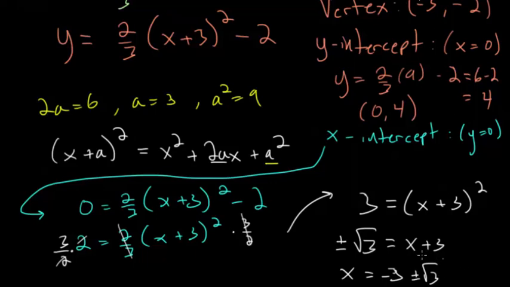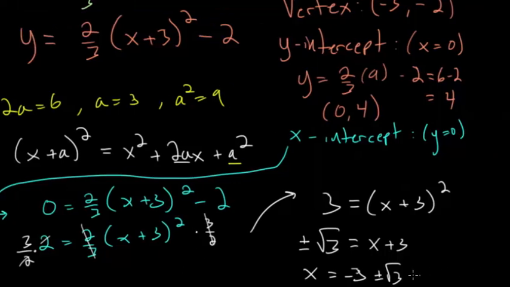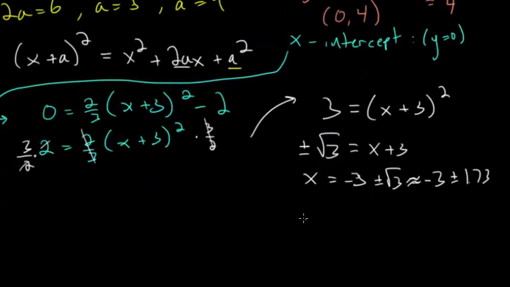And the square root of 3 is irrational, so we'll have to approximate that. We can just say that it's about 1.73. So we really have, I should say, approximately minus 3 plus or minus 1.73. And let me just make a little more room. So minus 3 minus 1.73 would be minus 4.73. And when we do minus 3 plus 1.73, that would be minus 1.27. And with all this information, we can start plotting our points now.